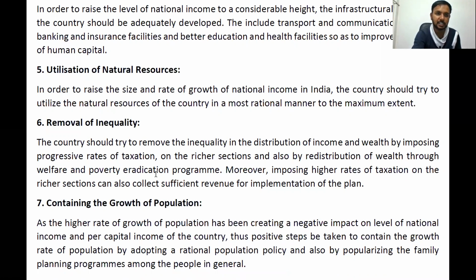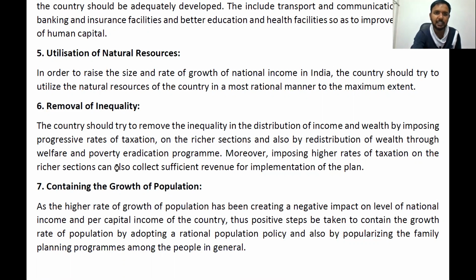The next point on the screen is removal of inequality. In our country like India, there is vast inequality, or we can say there is a major inequality of income distribution. So there must be a removal of inequality in our country.